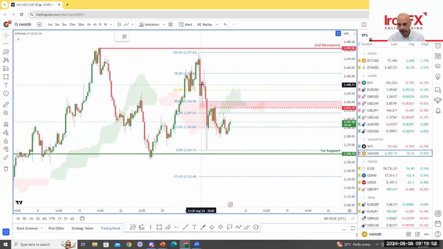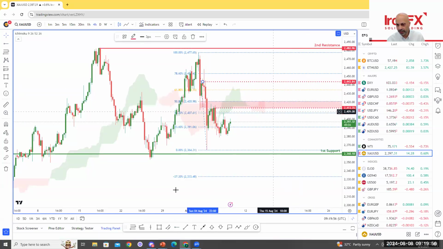Another potential take profit zone can be identified at this pullback level here at 2,433, which also sits slightly above the Fibonacci retracement at 61.8%.